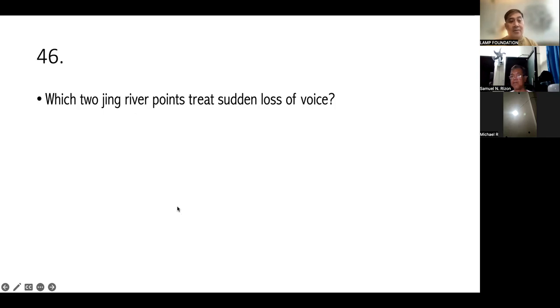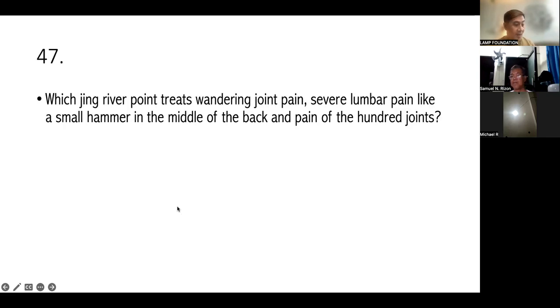Okay. Number 47, the last one. Which Jing-River point treats wandering joint pain? Palipat-lipat, severe lumbar pain, like a small hammer in the middle of the back and pain of the 100 joints. So, thinking of what channel here? Joints. Gallbladder, doc. Gallbladder 38. Okay.